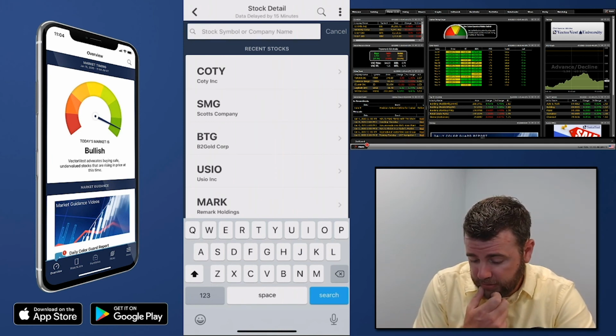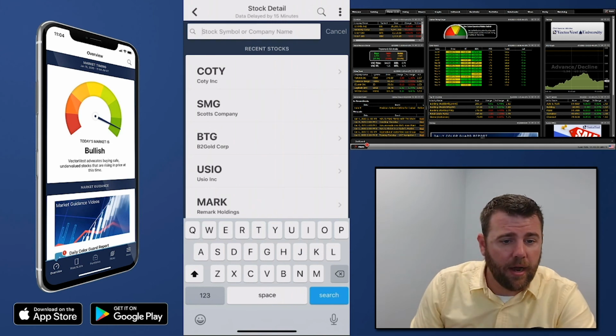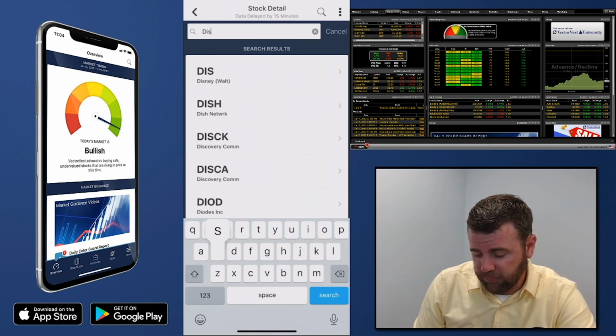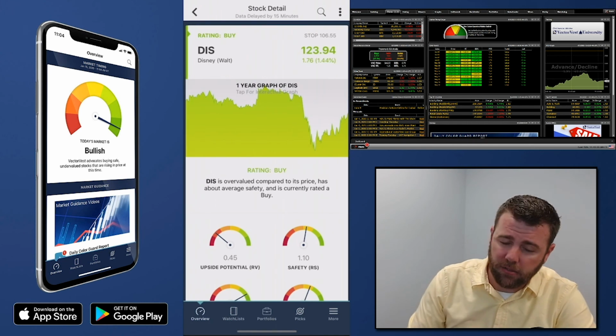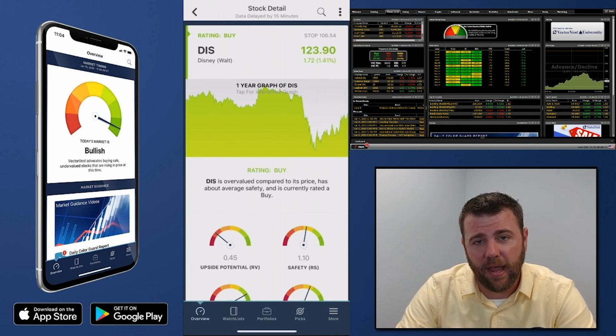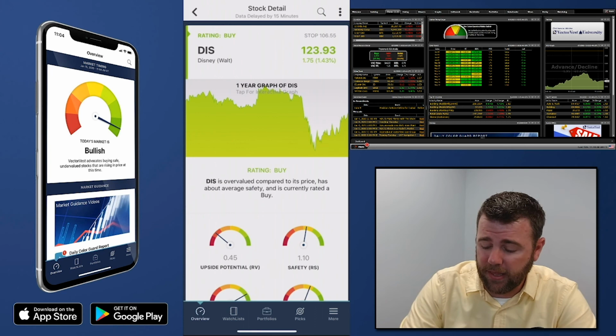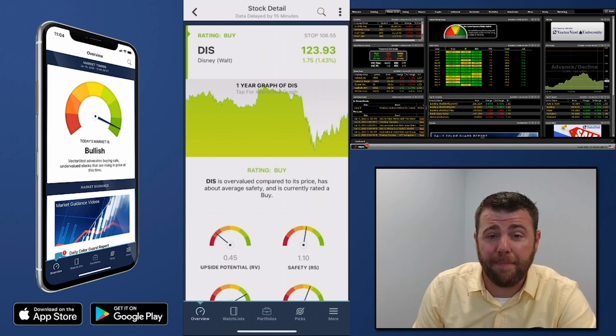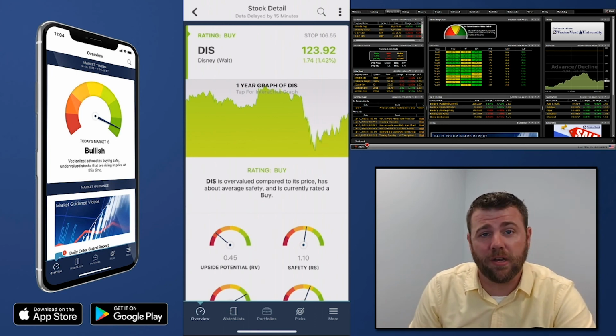All right, so COTY, we looked at that one. We'll do two more, then we'll start to wrap things up for the day. But also, if I didn't get to your stock, that's okay. If you're already a subscriber, just simply go into the app, click on the magnifying glass, type in your symbol. You can get the same analysis that we're covering here today.